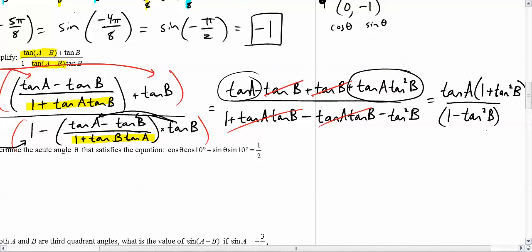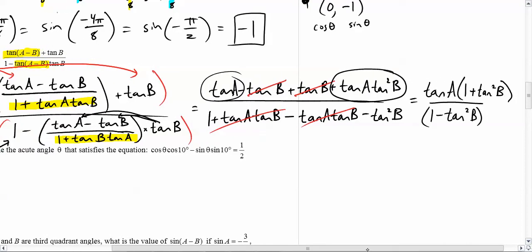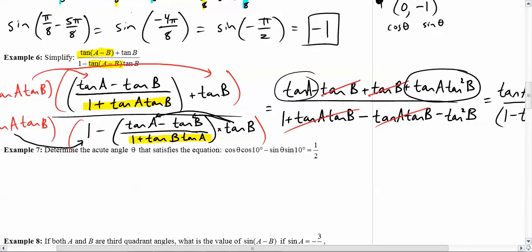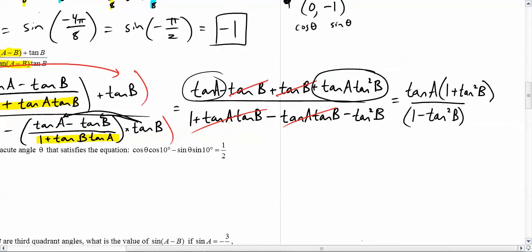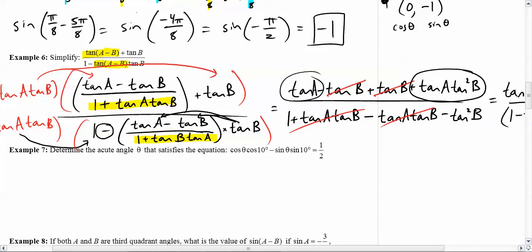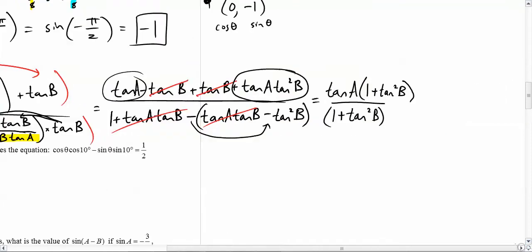So let me backtrack, see where I made a mistake. Interesting. Oh, I see it. This negative sign here should go to everything in the second terms. So that negative will make the tan squared b on the denominator positive. There we go. So the numerator and denominator cancel, leaving me with just tan a.